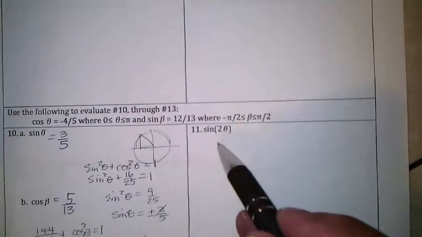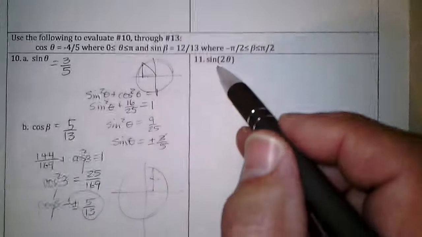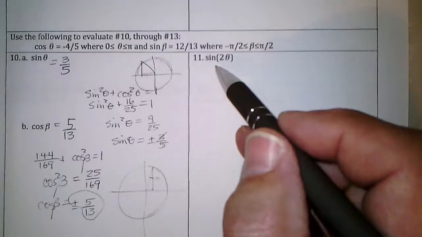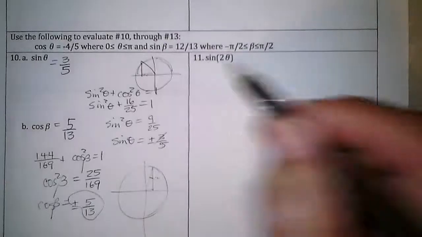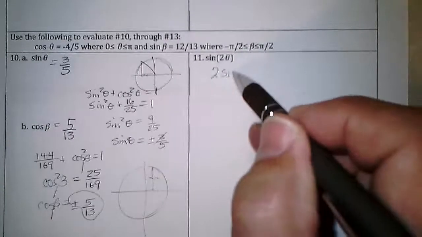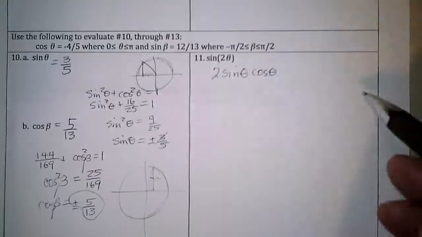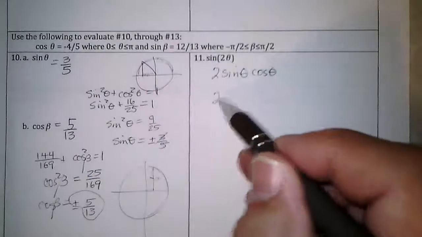Okay, the formula for sine of 2 theta, I didn't show all that, sorry. There it is. Sine of 2 theta is 2 sine theta cosine theta. And so I have 2.